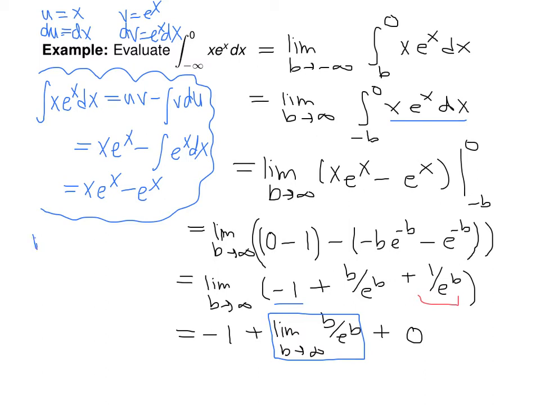So the limit as b goes to infinity of b over e to the b will equal the limit as b goes to infinity of 1 over e to the b, which will be 0. So negative 1 plus 0 will give us the area underneath this curve is equal to negative 1. And that means that the curve is overall below the x-axis.